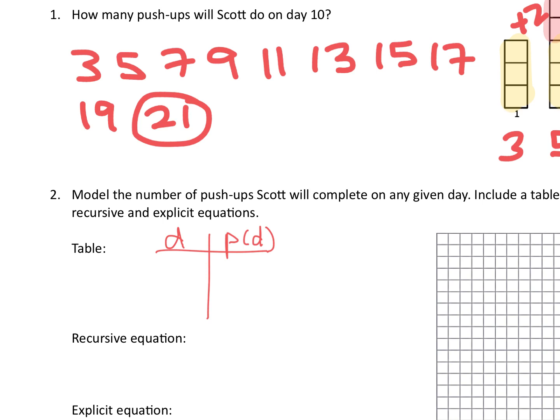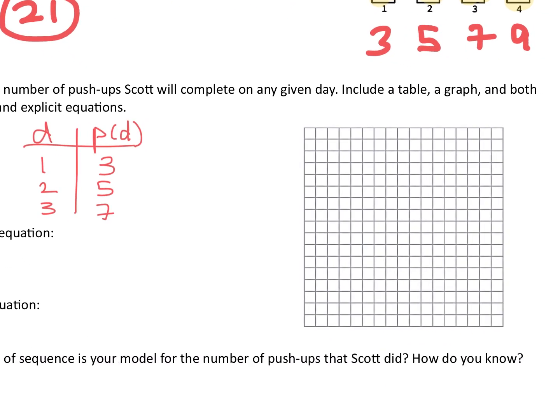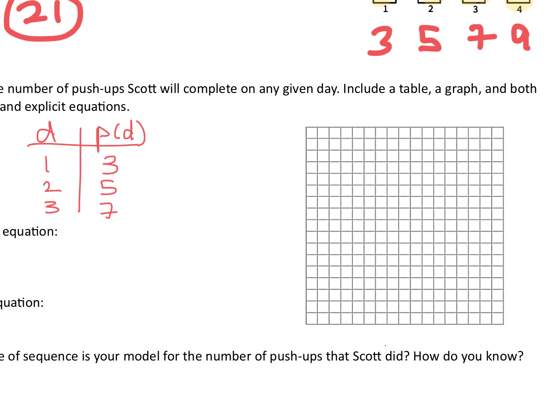So let's fill in a few of our values. So day 1, we had 3 push-ups. Day 2 was 5. Day 3 was 7, and I think we'll just stop there. When we graph this table, down here is days, and over here is push-ups.